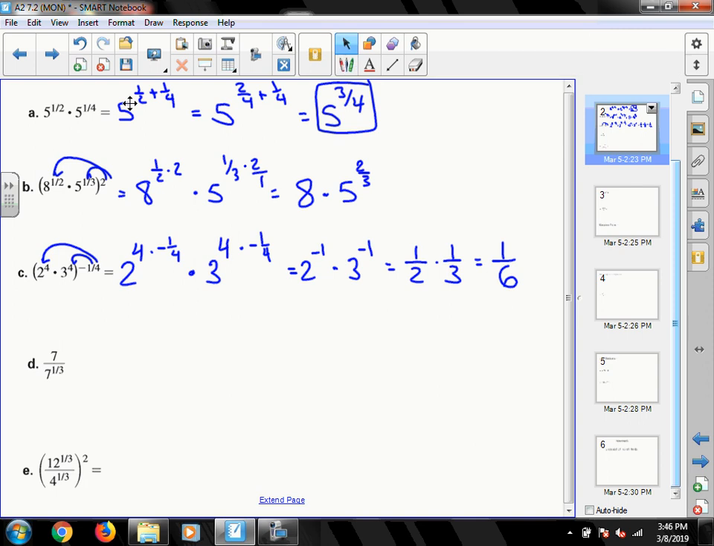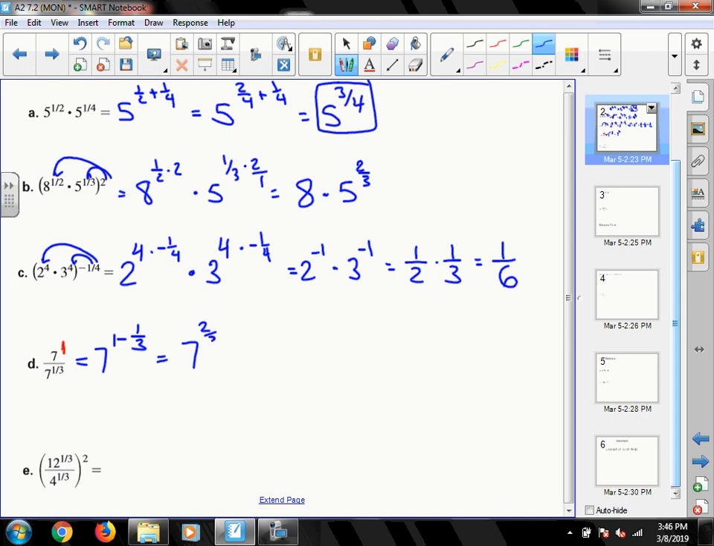D, nice little refresher here. I have 7 over 7 to the 1/3. I don't see an exponent on that top 7, so that's going to be 1. Fraction, same base, I just have to subtract my exponents. Remember, always subtract top minus bottom. So you're going to go 7 to the 1 minus 1/3, or get 7 to the 2/3.